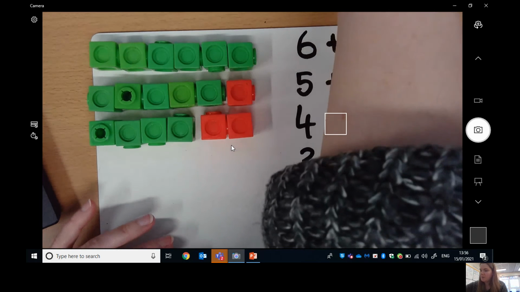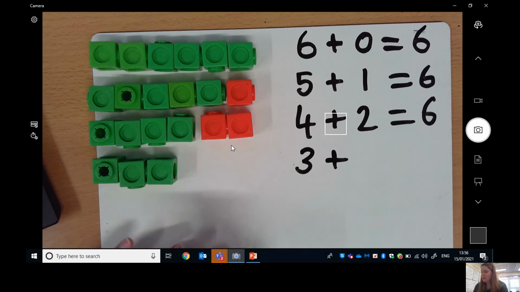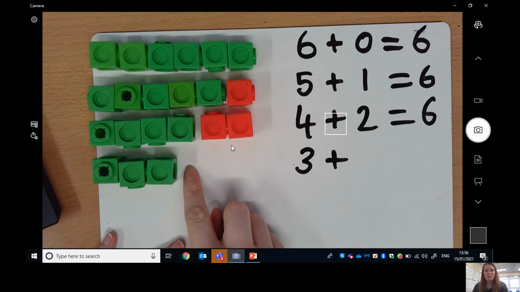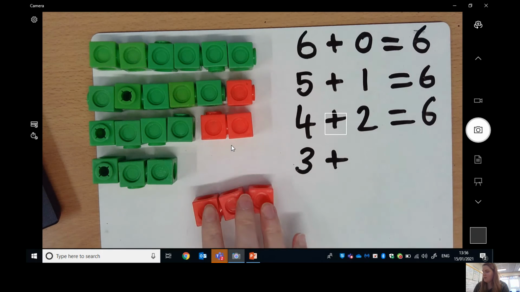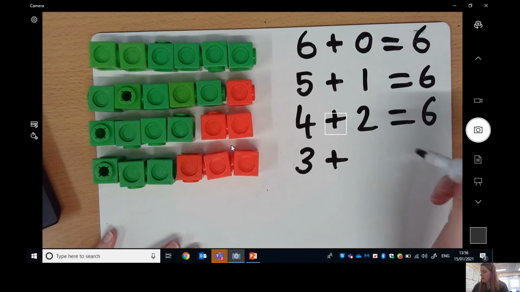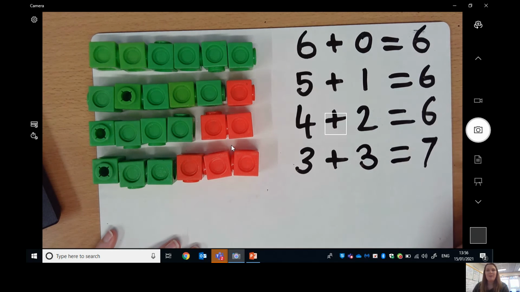I'm going to get my 3 cubes. 1, 2, 3. How many more should we count on? 4, 5, 6. You're absolutely right. How many cubes is it? 3. So we know that 3 plus 3 equals 6. Fantastic.